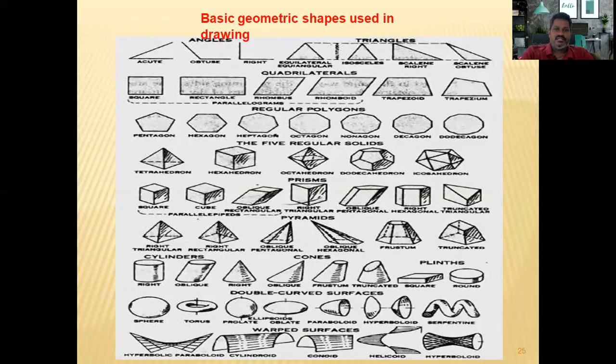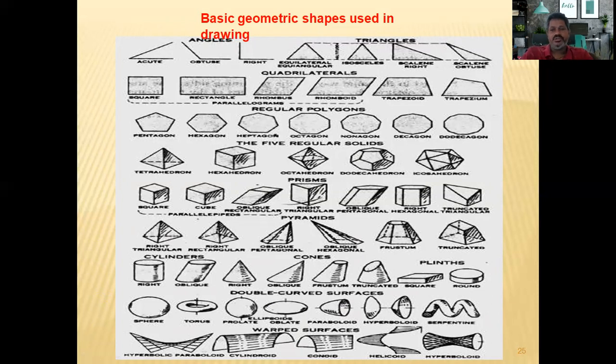Then we also come across different shapes in drawing: acute and obtuse angles, less than and more than 90 degrees, right angle, rectangle, square, rhombus, trapezoid, trapezium, pentagon, hexagon, heptagon, octagon. Octagon means it has 8 sides. Heptagon means 7 equal sides, as you can see here. Hexagon is formed with 6 sides, and pentagon 5 sides. Decagon means 10 sides. So all these are shapes we need to remember.